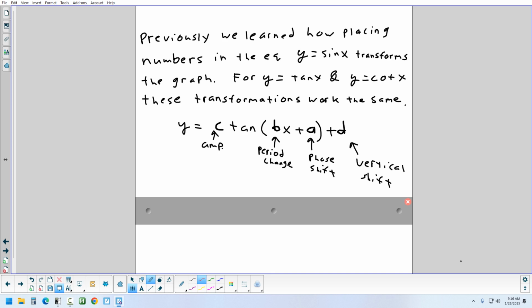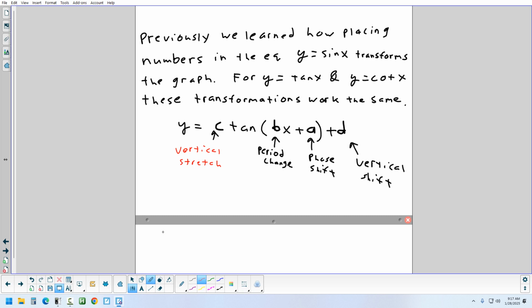What's the phase shift? We don't call it that normally with the other transformations, but in trig we do. Phase shift is, in a way, just a fancy term for a horizontal shift. And I'm not going to call it amplitude with tangent. I'm going to call it a vertical stretch. I've never heard of tangent really having an amplitude because it goes up and down forever. Usually amplitude refers to a function that is bounded. So we'll just call C the vertical stretch. So vertical stretch, period change, phase shift, vertical shift.